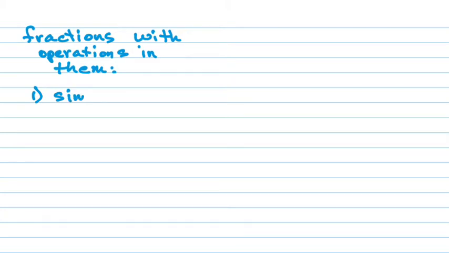The first thing you'll do is simplify the numerator. So if there are any brackets, indices, exponents, addition, subtraction, multiplication, and division, you would deal with all of that, clean it all up, and get it as simplified as possible first. Second, you will simplify the denominator, again just by following the order of operations.